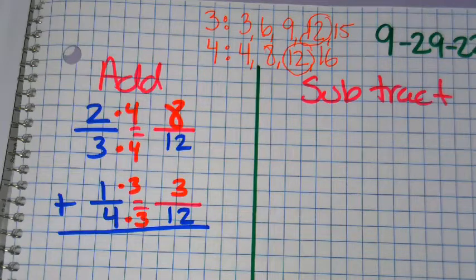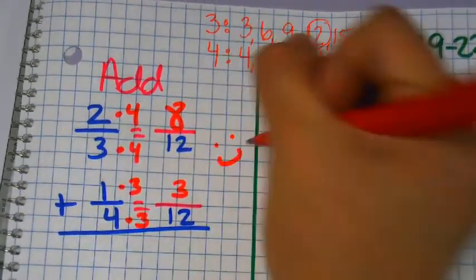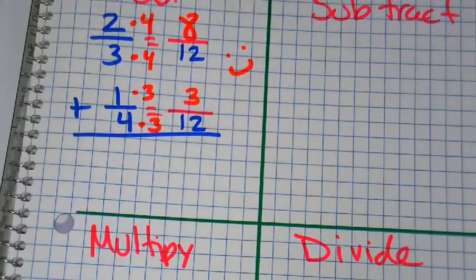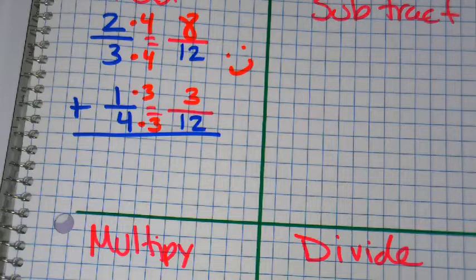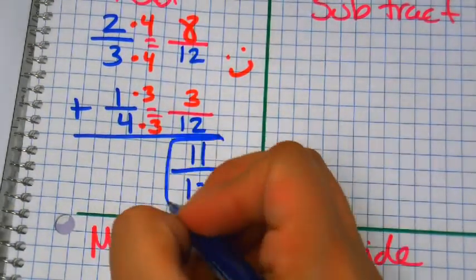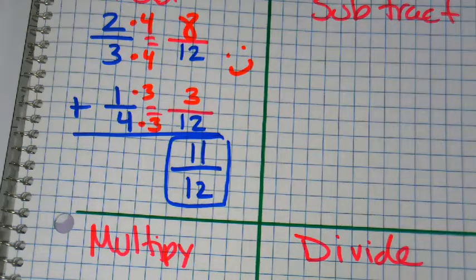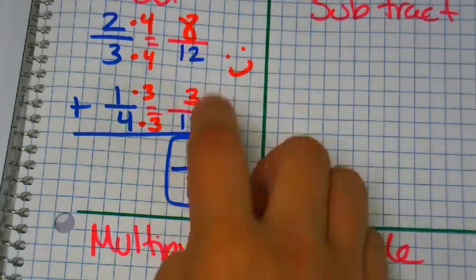So do you see how now they have the same bottom number? So now we're happy. Now we can add the top numbers. What's 8 plus 3? 11 over 12, and you're done. That's it. We can't simplify it. You have to have the common denominator. You have to have the common bottom numbers.